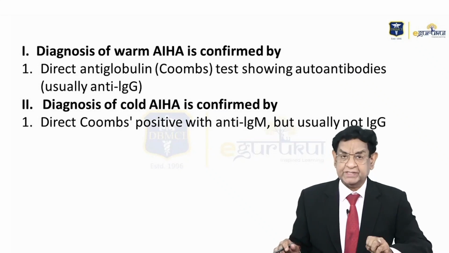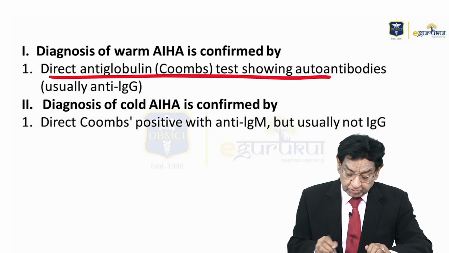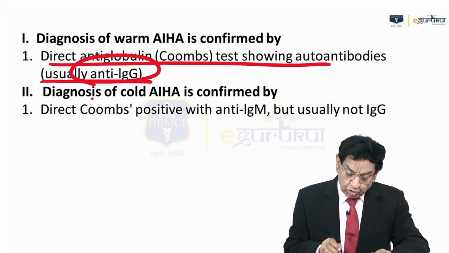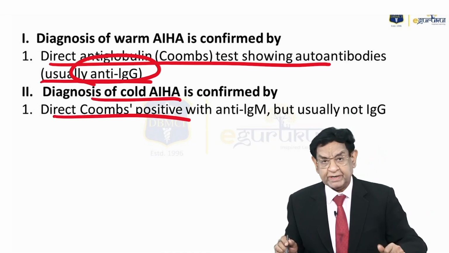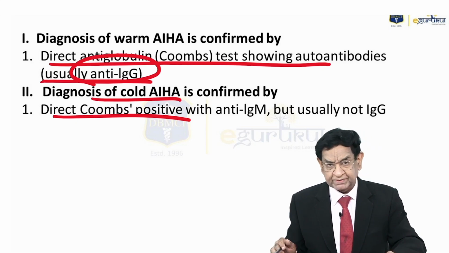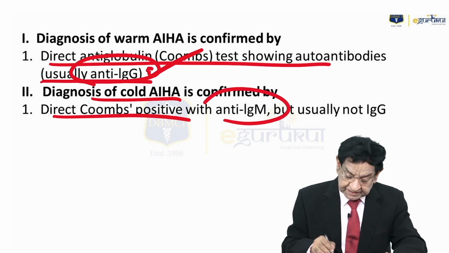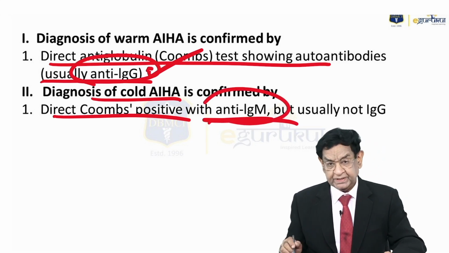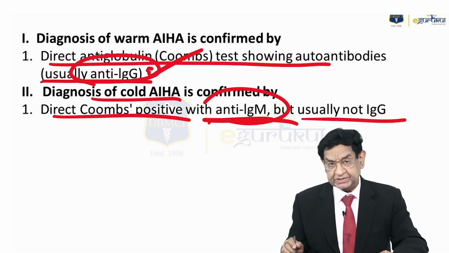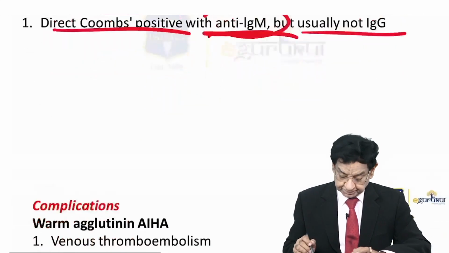How do we diagnose a case of warm AIHA? Direct Coombs test showing autoantibody, usually IgG. This is a very important point to remember. And in cold also, the Coombs test will be positive. The point I already told you, whatever it is, any autoimmune, the Coombs test will be positive. But the difference between the two: here it is IgG, here it is IgM. Very, very important point to remember. So warm is due to G and cold is due to M.